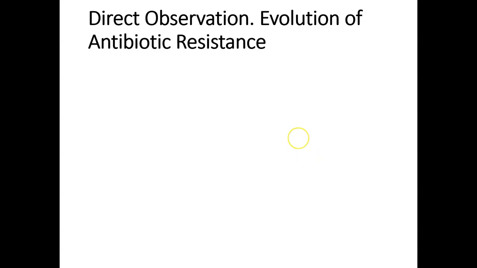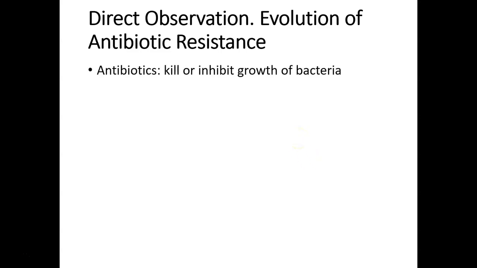Another great example of a direct observation of evolution is antibiotic resistance. Antibiotics kill or inhibit the growth of bacteria. Antibiotics are actually produced as defensive mechanisms by microbes. So for example, penicillin was first discovered on moldy bread. That moldy bread actually inhibited bacterial growth, and the antibiotic aspect of penicillin was produced by the mold itself.